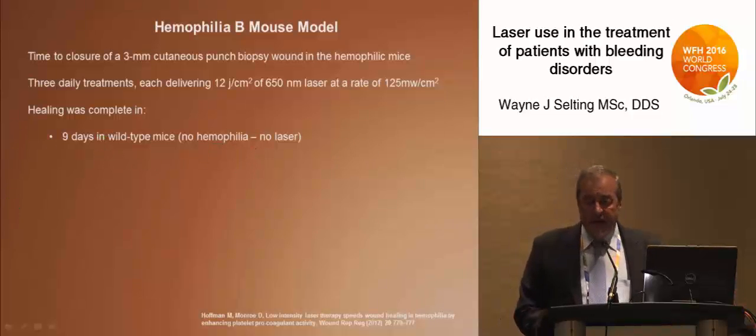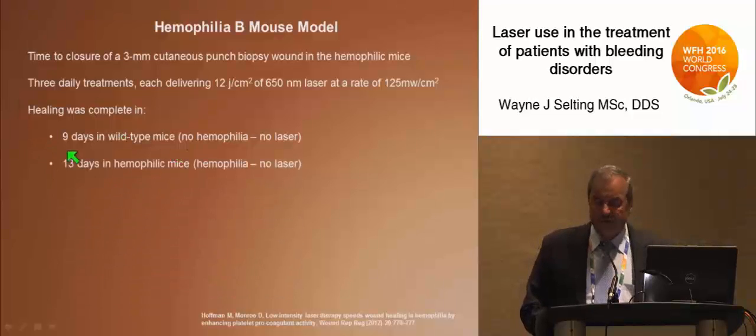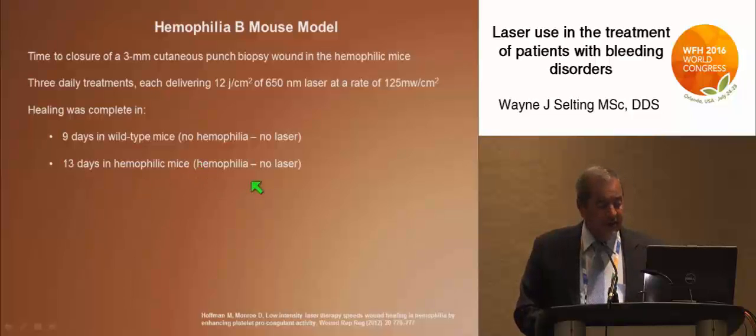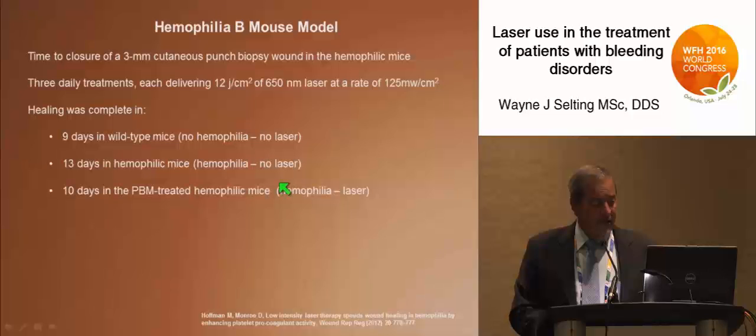Now, if you take a wild mouse, no hemophilia, no laser, you just poke a 3-millimeter hole in them and see how long it heals, it's going to take 9 days. If you take that mouse and genetically engineer them to have hemophilia but don't use a laser, it takes about 13 days for that to happen. So you have delayed healing by almost 50%. If you take that mouse with hemophilia and then apply the laser, as I showed up here, it only takes 10 days for it to heal.